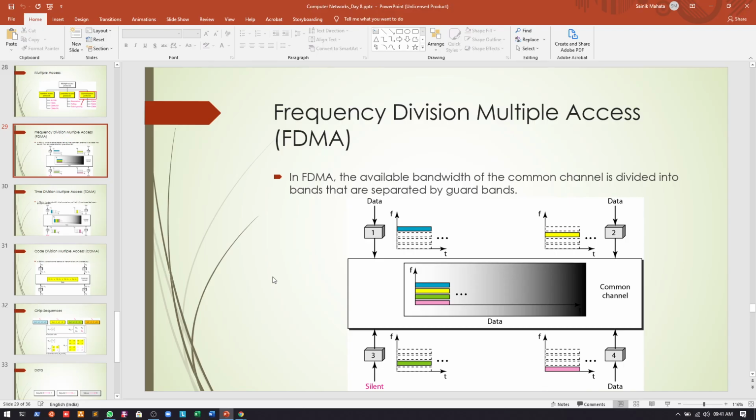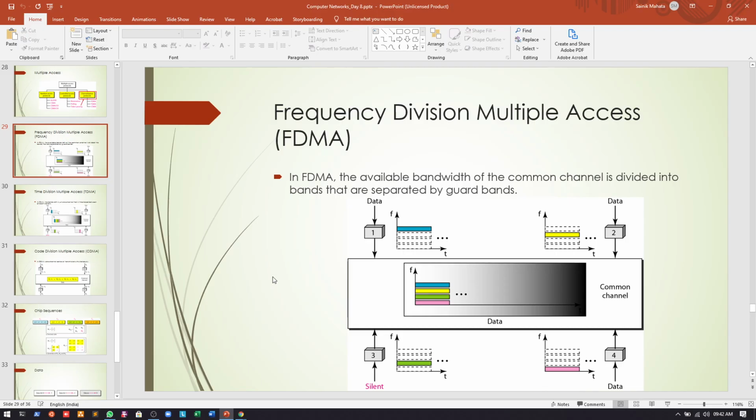So why do we need guard bands? If you remember, if there was no concept of guard bands, then the data from the first sub channel and the data from the second sub channel may have a tendency to intercept each other, right? And that will be a problem. So we need some separation between the sub channels. This separation is actually frequency ranges, and these frequency ranges are called guard bands, right?